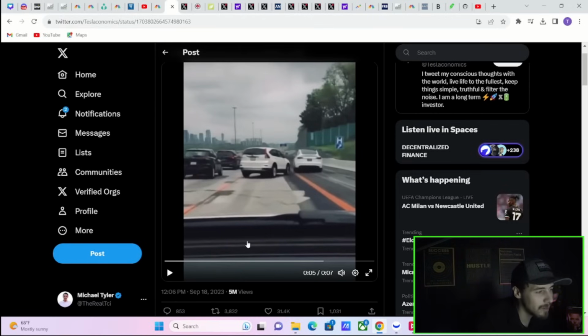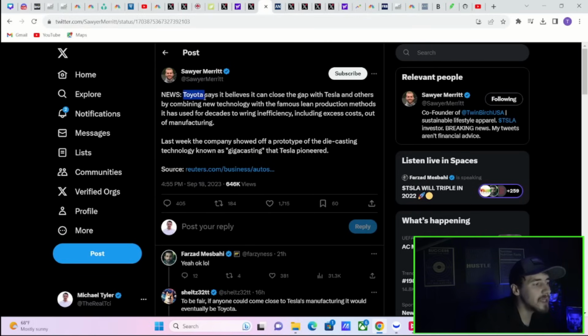That's absolutely incredible. Toyota says it believes it can close the gap with Tesla and others by combining new technology with the famous lean production methods it has used for decades to wring inefficiency, including excess cost, out of manufacturing. Last week, the company showed off a prototype of the die casting technology known as gigacasting that Tesla pioneered. And they said they won't even be using this technology until 2026.